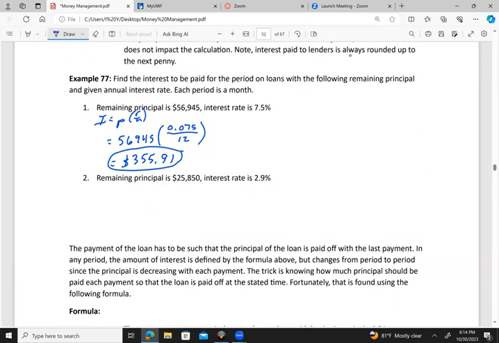Okay, our second problem here. Again, interest equals the principal, 25,850, times the interest rate in decimal form, 0.029, divided by 12. And again, 25,850 times 0.029 divided by 12 gives us an interest of $62.48.